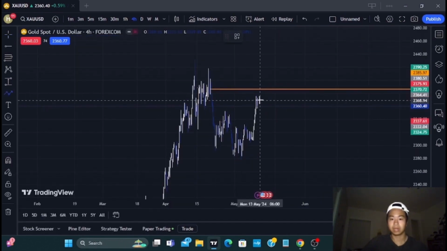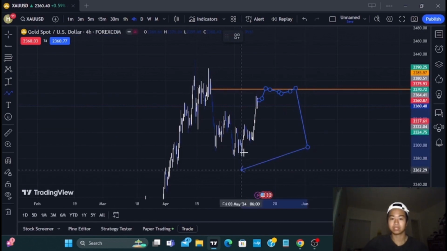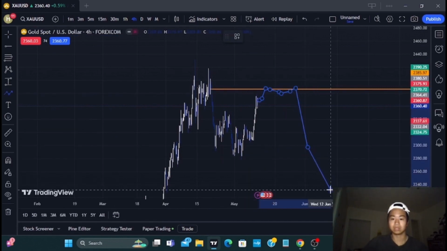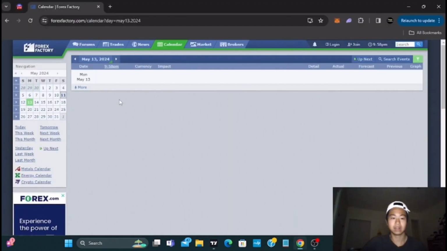Let's mark that out with the path indicator. Trade up there, start accumulating, and then trade lower for the swing low down here, as well as to fill in the liquidity void. Then we go to Forex Factory for the economic news. On Monday, there's no economic news, so we can trade on this day.